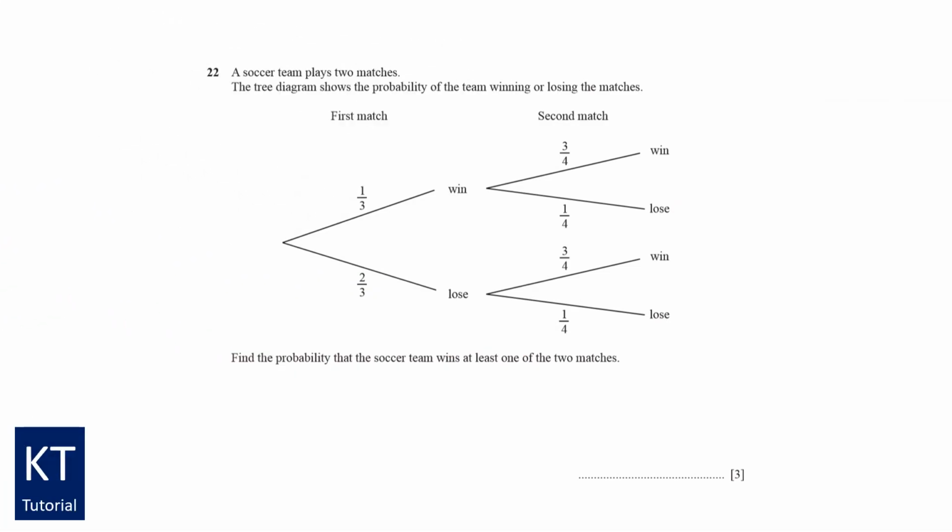Question 22. A soccer team plays two matches. The tree diagram shows the probability of the team winning or losing the matches. Find the probability that the soccer team wins at least one of the two matches. The required probability is 1 minus the probability that both matches are lost. This comes to 5/6.